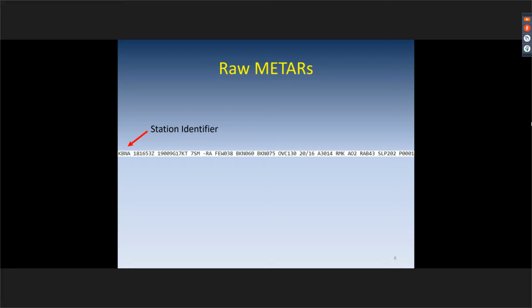So the first thing that you see on the left-hand side there is the station identifier. Almost all of them start with a K, and then the next 3 letters or numbers identify the airport. So let's say KATL would be Atlanta Hartsfield. Here in Middle Tennessee, KBNA is Nashville, BNA being Nashville. Up in Clarksville, KCKV is the Clarksville airport.